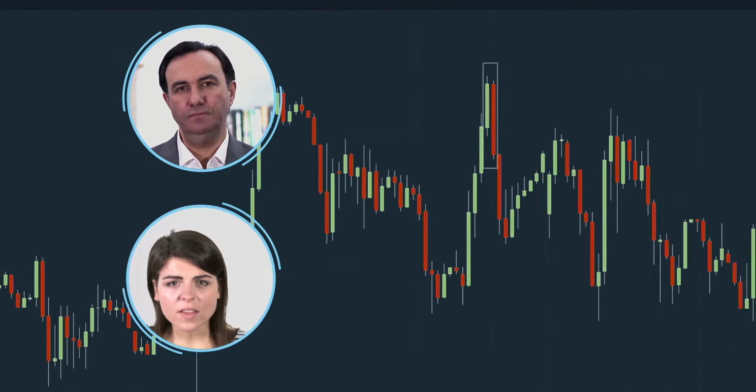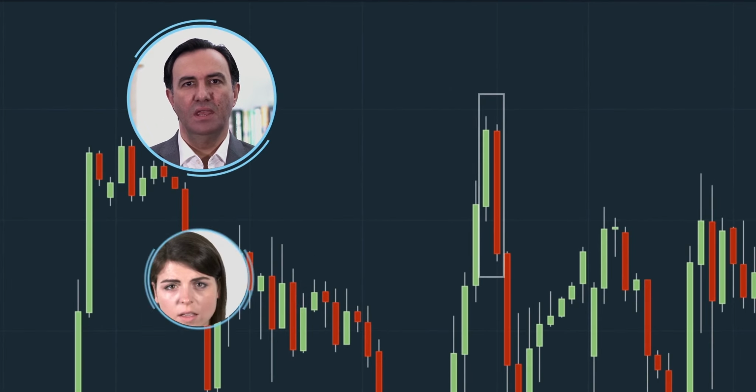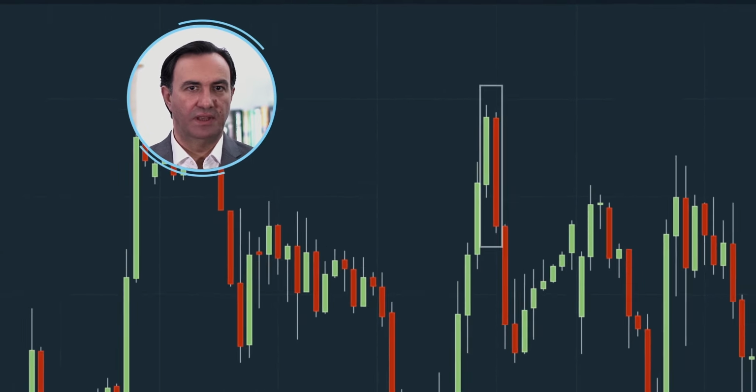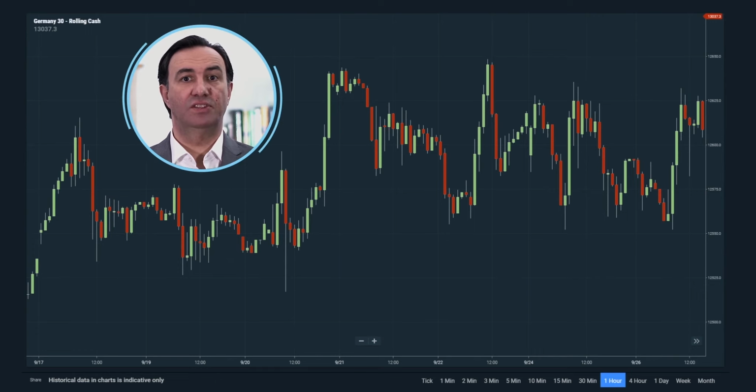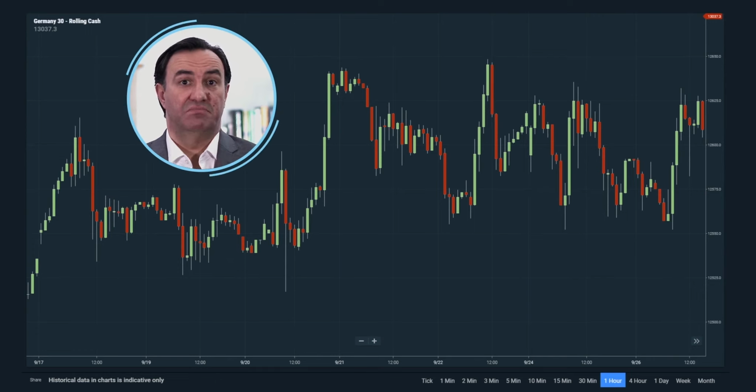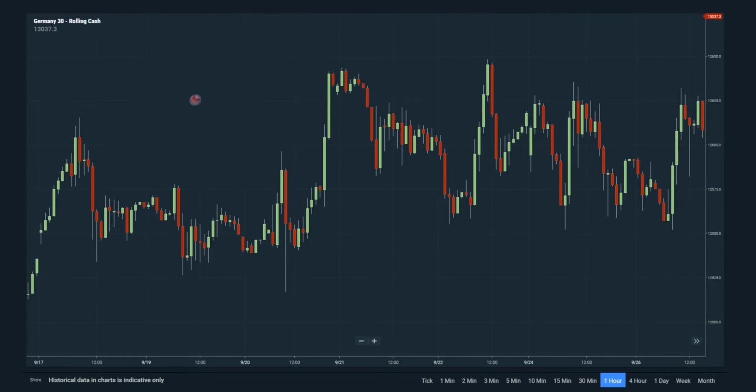What about here? This looks like a tweezer top as well. It's very close to one. The highs are a bit further apart than the one I just showed you, but yes, it's in an uptrend. The colors of the body are right and it's a good spot. Well done.